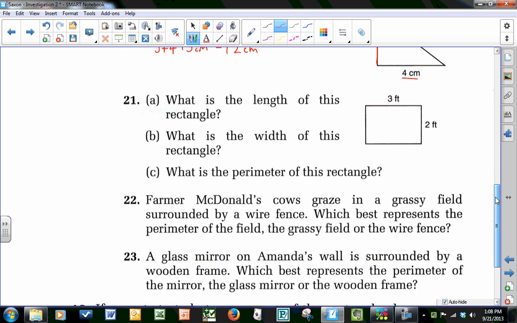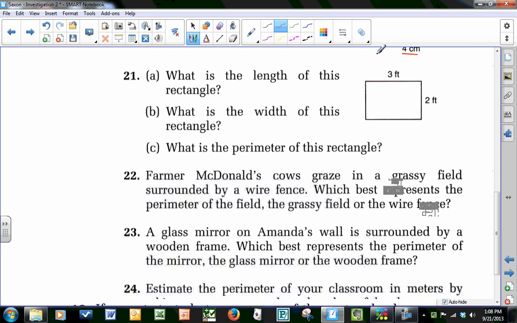Let's scroll down to problem 21. Here they're going to walk you through it step by step. What is the length of this rectangle? Well, it's 3 centimeters, but notice they've only labeled one side. That's okay, because this side and its opposite side are the same length. So you know if this is labeled 3 feet, then this must also be labeled 3 feet.